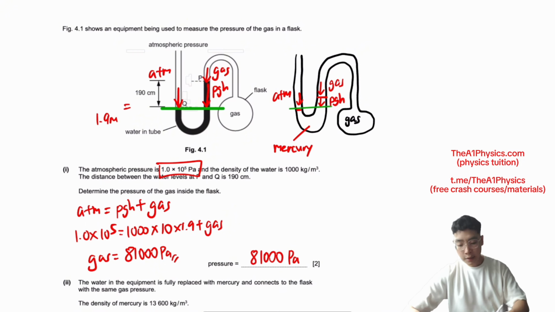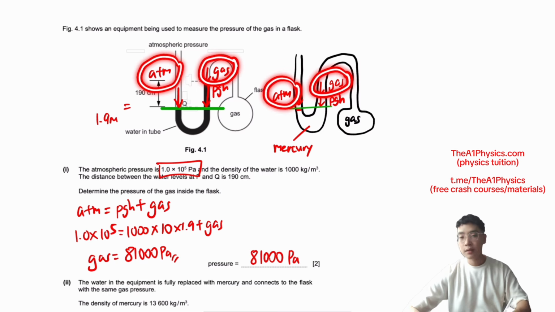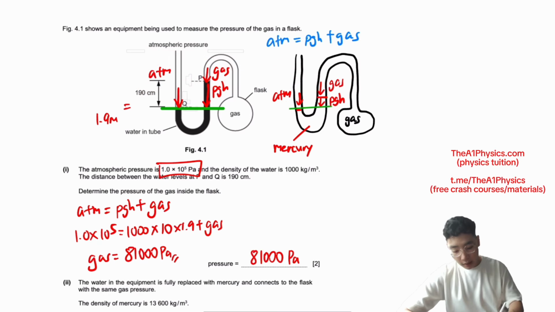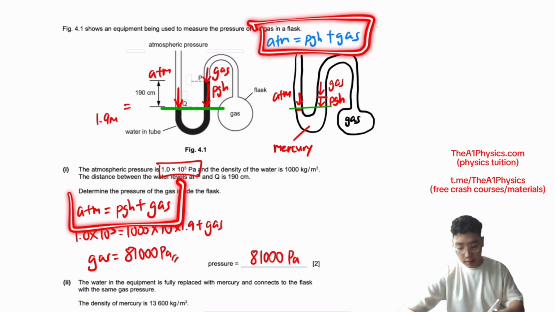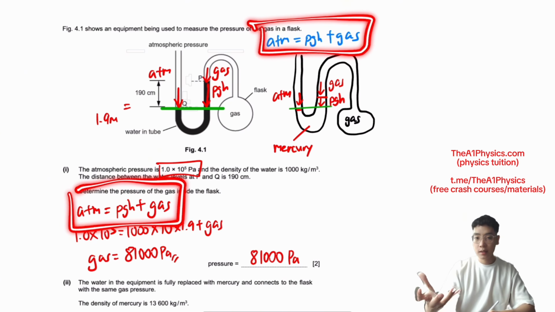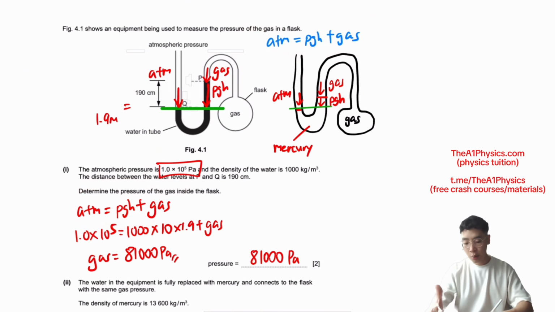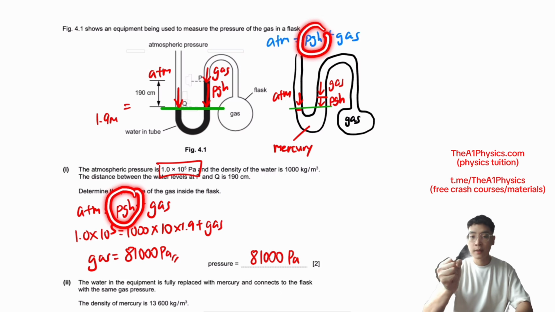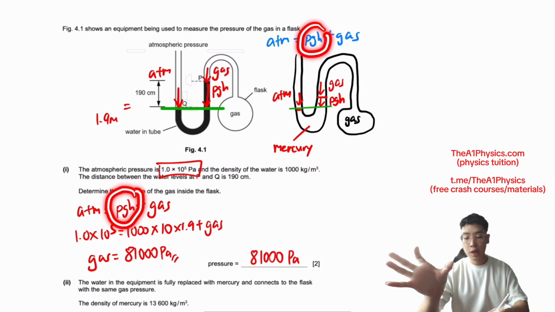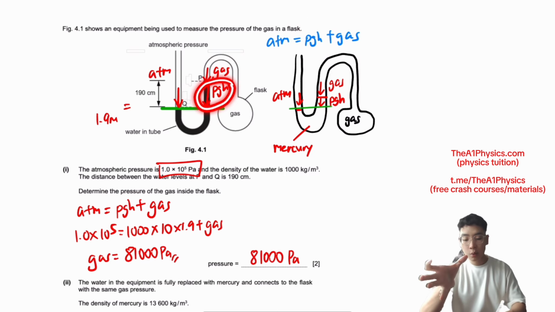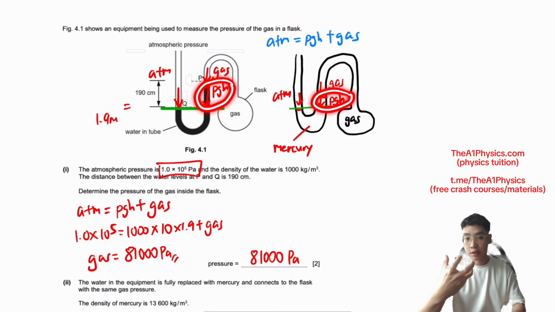The atmospheric pressure didn't change. The gas pressure didn't change, right? So our equation is still atmosphere equals to rho GH plus gas. It's the same equation, it's just that over here is the rho GH of water and over here is the rho GH of mercury. So in other words, the water pressure last time is equal to the new mercury pressure, and your job is to find the height of the mercury.